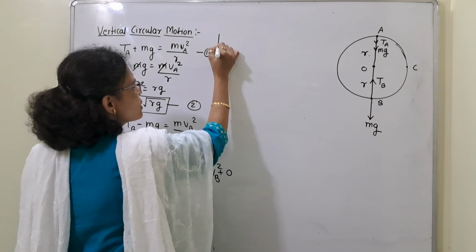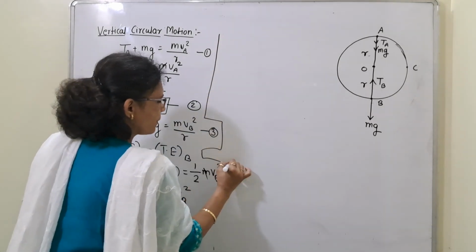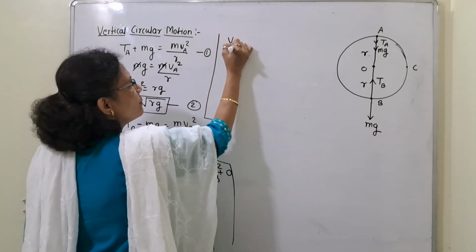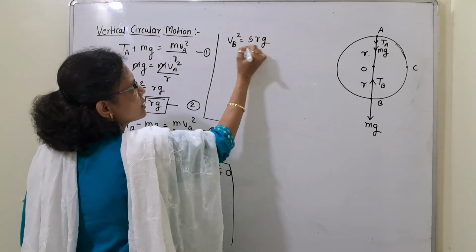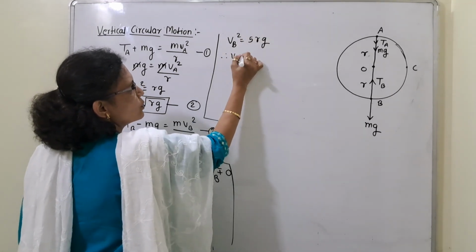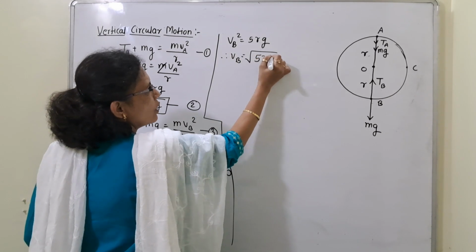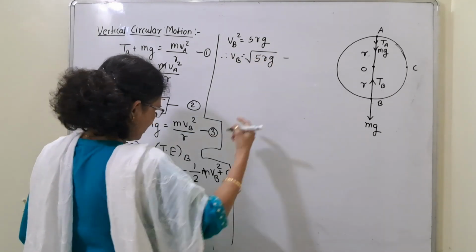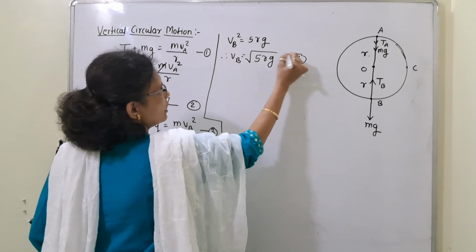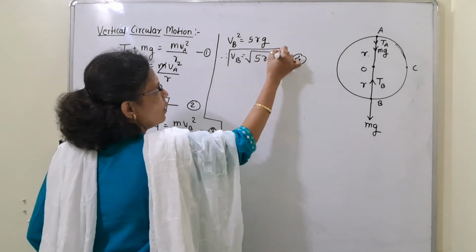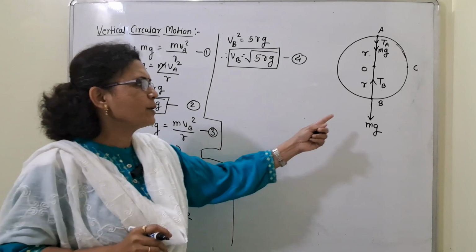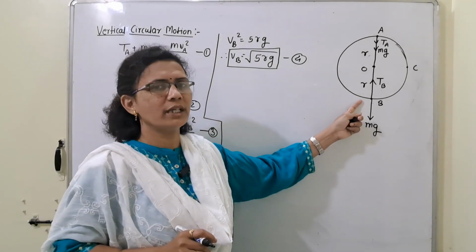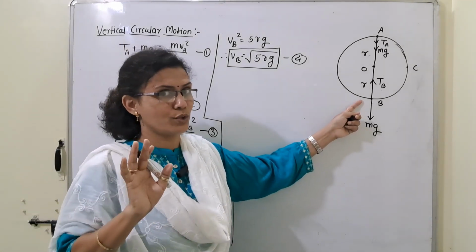Therefore, VB square is equal to 5RG. Therefore, VB is equal to under root 5RG. Let this be equation number 4. Okay, so this is the value of velocity of the object or the body at position B when it is moving in a vertical circular motion.